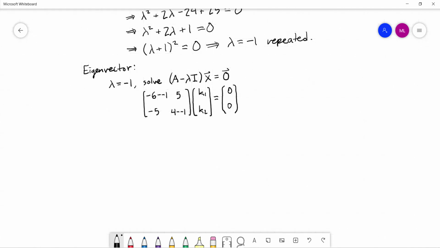That cleans up a little bit. So the negative 6 minus a negative 1 is just negative 5. So we have negative 5, 5. On the bottom we have negative 5 and 5 again. And sure enough, we can see very clearly the two rows of this are not linearly independent. They're just multiples of one another. So choose whichever one is convenient for us to use.